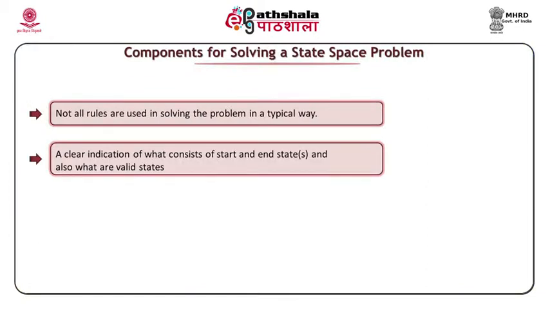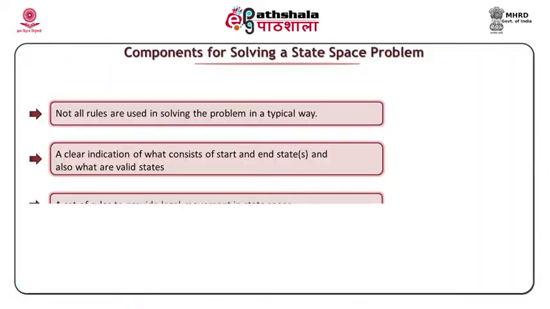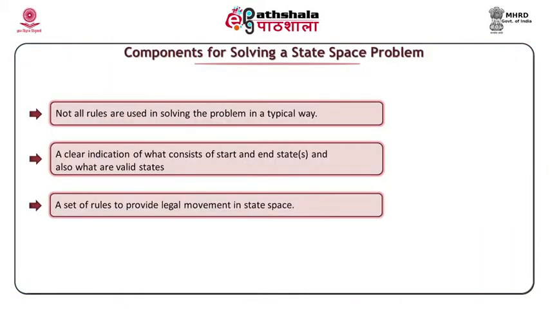Second, a clear indication of what the start and end states are and what the valid states are. For example, in our case we can do that, but think of a case of chess. How do you know that this is a valid state? In fact, there are more complex problems than chess. Okay, we will talk about some of them in due course. And the set of rules, again in this case we could write them, but in many other cases we will be talking about them.